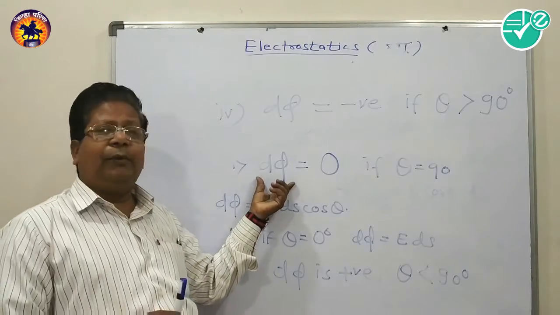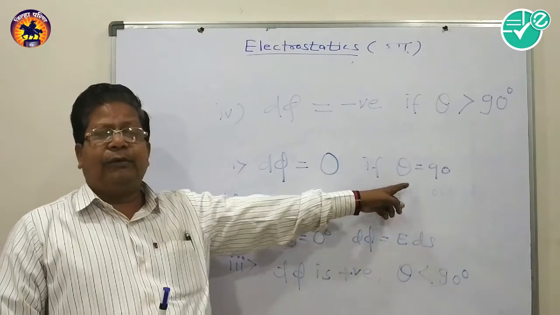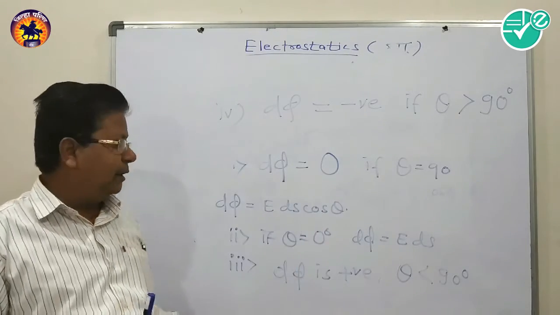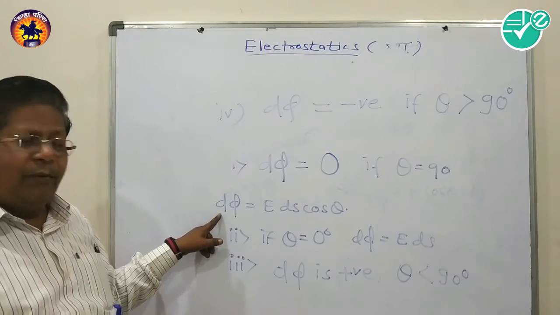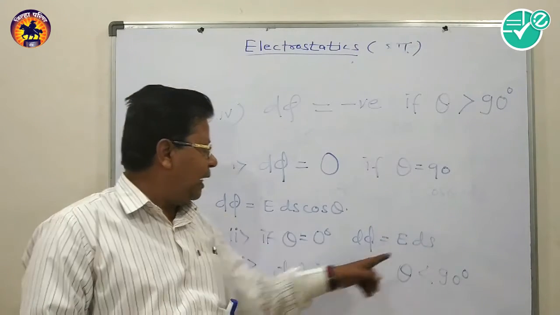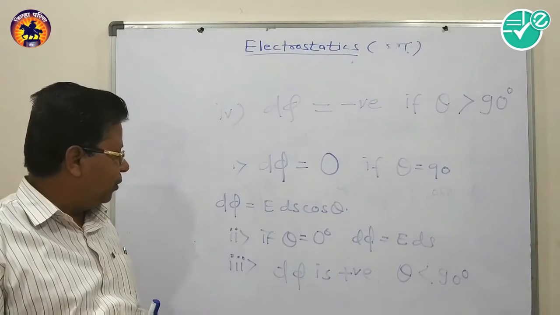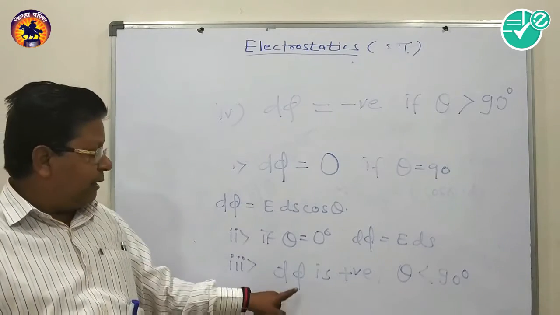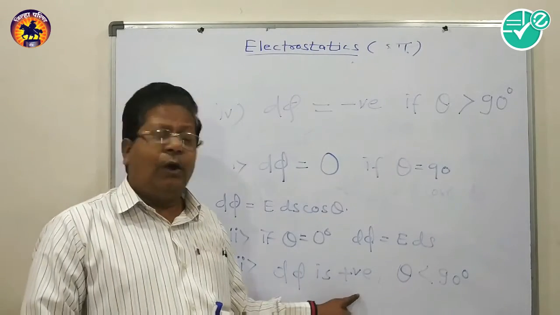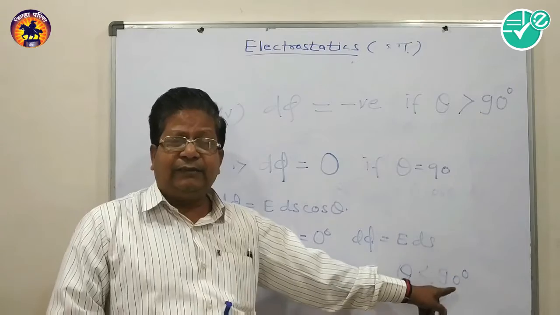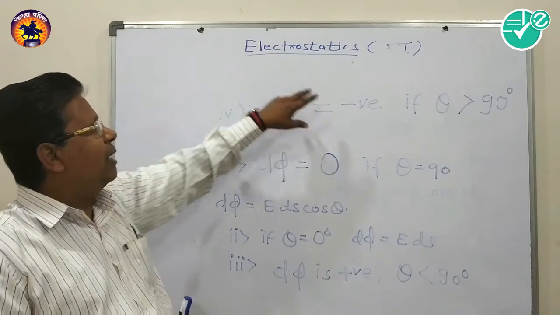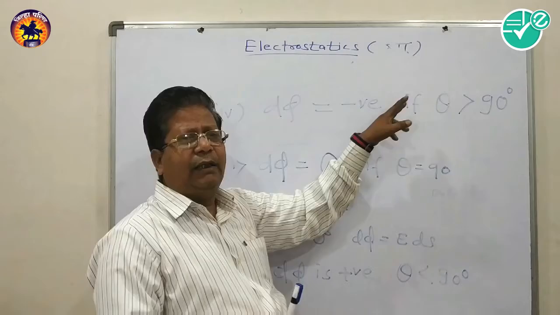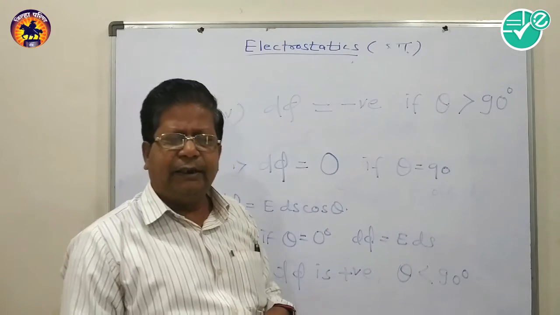Electric flux becomes 0 if theta is equal to 90 degrees. Electric flux is maximum, which is equal to E into ds, when theta is equal to 0 degrees. Electric flux is positive when theta is less than 90 degrees, and lastly the electric flux becomes negative if theta is greater than 90 degrees.